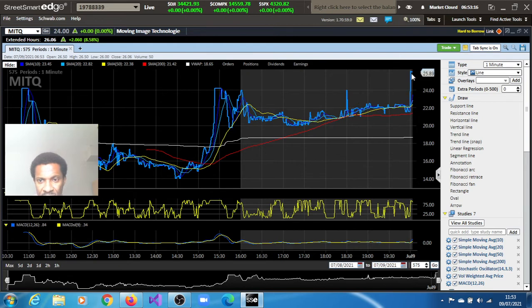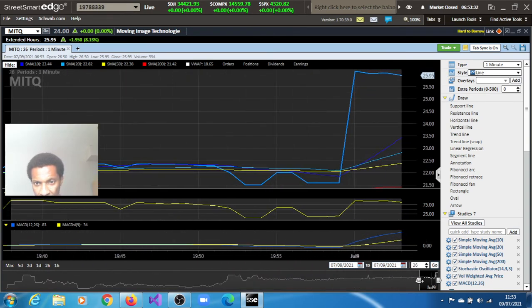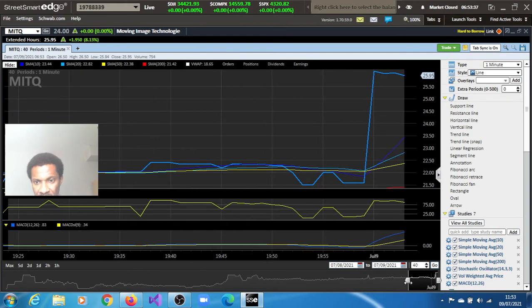But right now in this pre-market session, it has broken all of those resistances and has reached 26.11 or 26.06 at the moment. So let's just bring it all the way back again. Yes, right now it is strongly bullish. Evidently all the signals are strongly bullish.